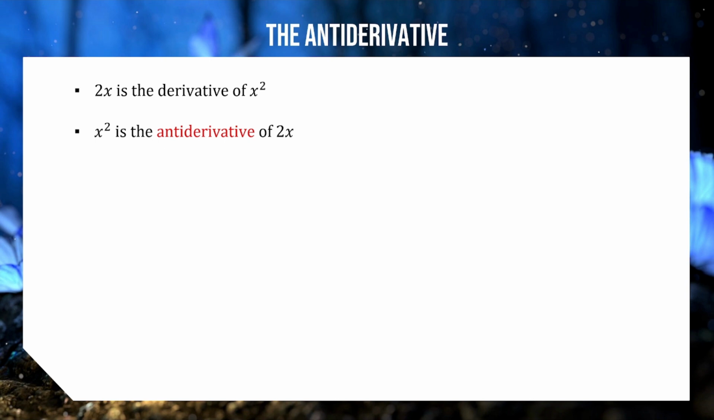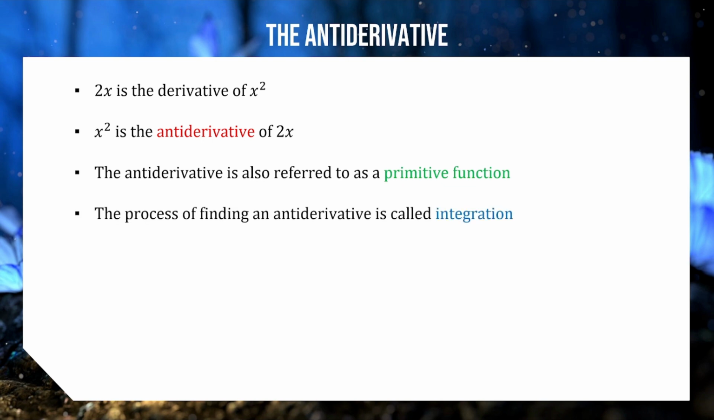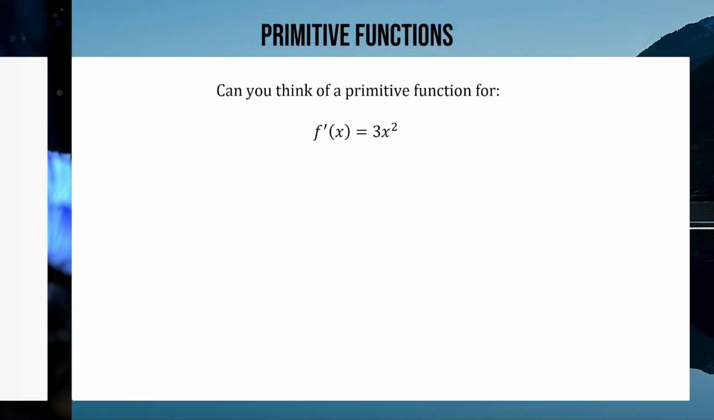So we call x squared the antiderivative of 2x. It's differentiation, but in reverse. We also refer to antiderivatives as primitive functions. So when you see this terminology, you need to think integration. And the process of finding an antiderivative is called integration, which is what all these videos are going to be about. So let's move on to a question.